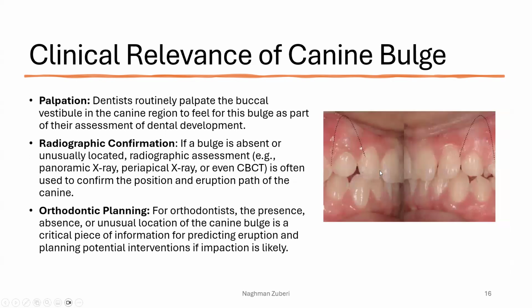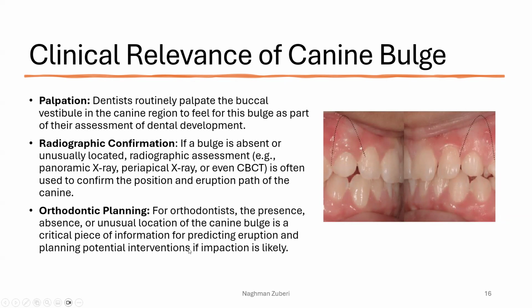Palpation for this canine bulge. Dentists routinely palpate the buccal vestibule in the canine region to feel for this bulge as part of their assessment of dental development. Radiographic confirmation: if a bulge is absent or unusually located, radiographic assessment, for example panoramic x-rays, periapical, even CBCT and occlusal view, and even cone shifting techniques, can be performed, often used to confirm the position and eruption path of the canine.